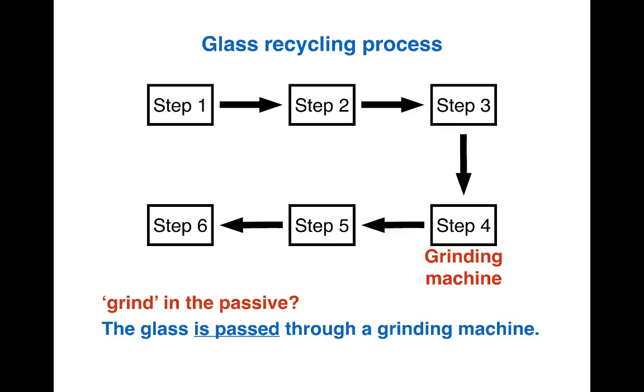And finally, if you do know the past participle of the verb grind, you could write the glass is ground in a machine. You can see it's an irregular verb there. The glass is ground in a machine, or a longer sentence, the sorted glass is then ground in a machine. And this is a good sentence for a process diagram description.